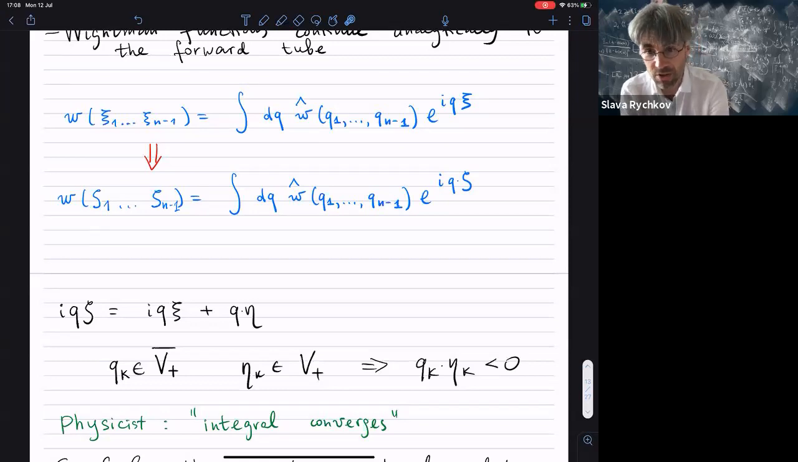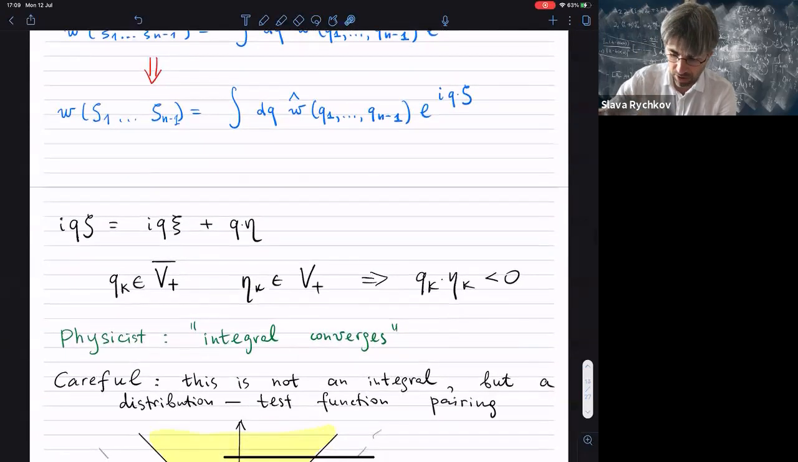It is defined as a pairing between distributions and test functions. So to make this definition rigorous, we have to explain why this object with which we pair W hat is a good test function. If you manage to do this, then indeed this is going to imply that W is analytic.